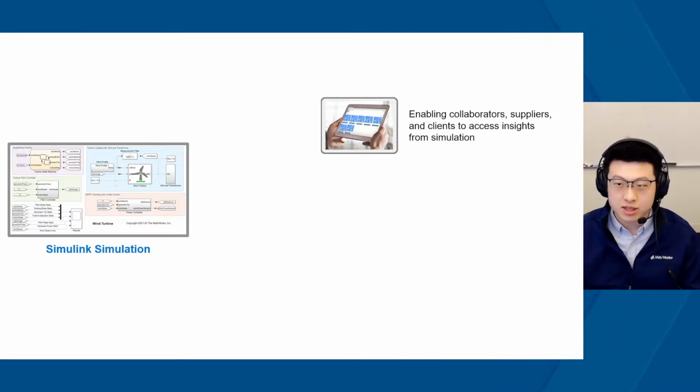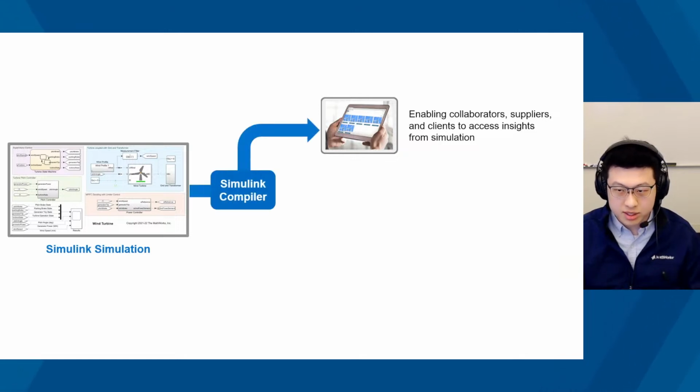However, these groups will still benefit from the simulations by setting their own input parameters, running simulations, and obtaining results for post-processing and analysis. And this is where Simulink Compiler comes in. It helps you package and share your simulations in different forms of artifacts that you can readily share with a larger group of people so that they can access insights from your simulation as well, even if they don't have access to a Simulink license.